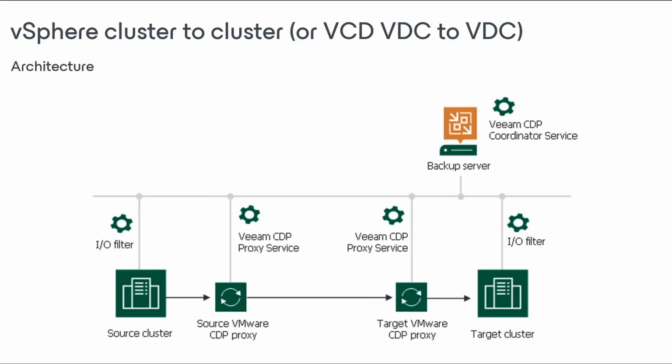In this example, we can see two regular VMware vSphere clusters. These could be located in the same data center, or one could be in one data center and another one in a remote data center. The point is that each cluster has at least one VMware CDP proxy as close as possible next to it, so one closest to the source and one closest to the target.